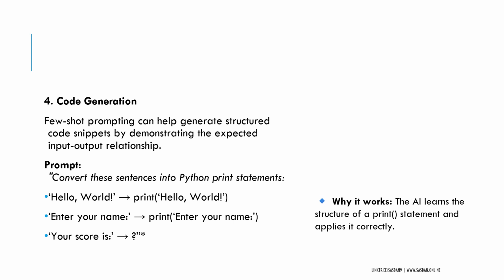Code generation. So few-shot prompting can help generate structured code snippets by demonstrating the expected input-output relationship. So what you are inputting, hello world, to print hello world. Enter your name, print this, your code is. So the AI learns the structure of a print statement and applies it correctly in the response.